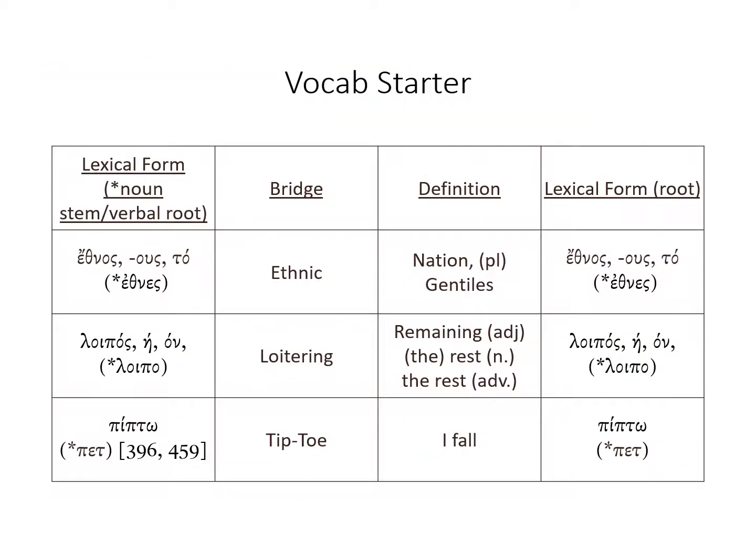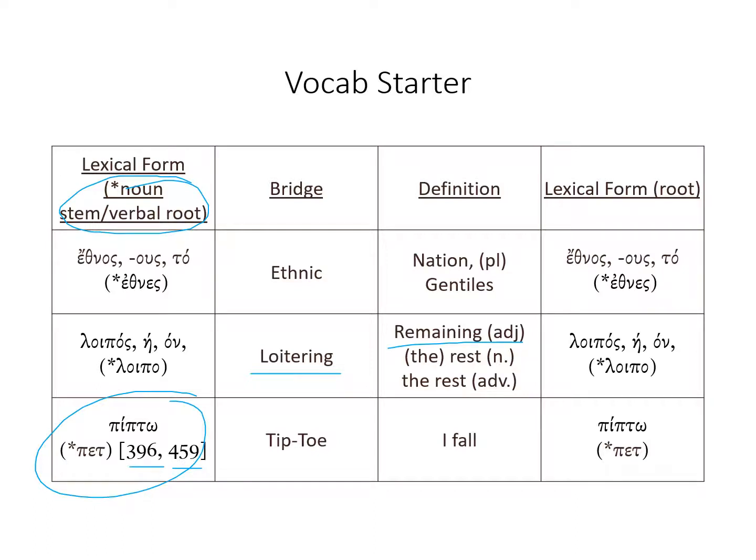A few vocab words, and again, we're needing to distinguish between the noun stem and verbal root: ethnos, nations; loipos, remaining behind, someone's loitering, they're remaining behind. Pipto is an important word. See pages 396 and also 459.